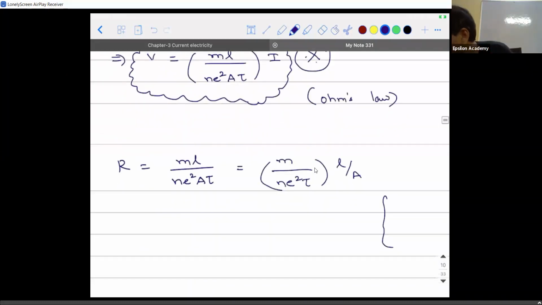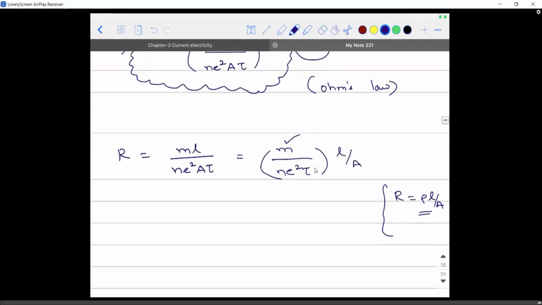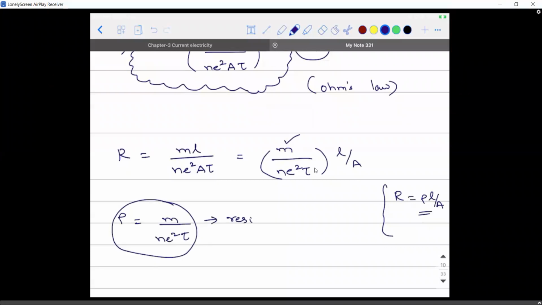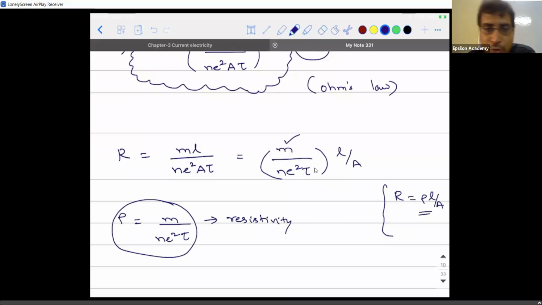From your 10th standard knowledge, you already know R is equal to rho into L divided by A. Now, doing an analysis, tell me, what does this expression mean? Rho, which is equal to m divided by ne²τ. What does rho stand for, guys? Resistivity. You have an experiment using a device called a meter bridge, which we'll see in the subsequent topics. Using those devices, you'll be finding the resistivity of a conductor.